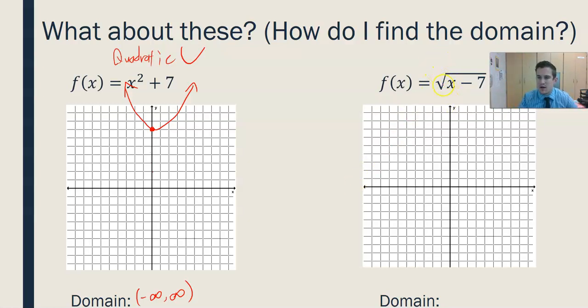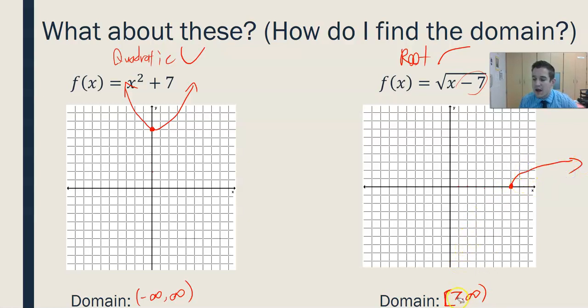How about this one? My square root function, this is a root function. It's going to look like this-ish. This negative 7 in here means I'm going to move to the right 1, 2, 3, 4, 5, 6, 7 places. So this is my new root function. Now my domain is everything, with a closed bracket, from 7 to infinity. Because I start at 7 here, and I go all the way this direction.